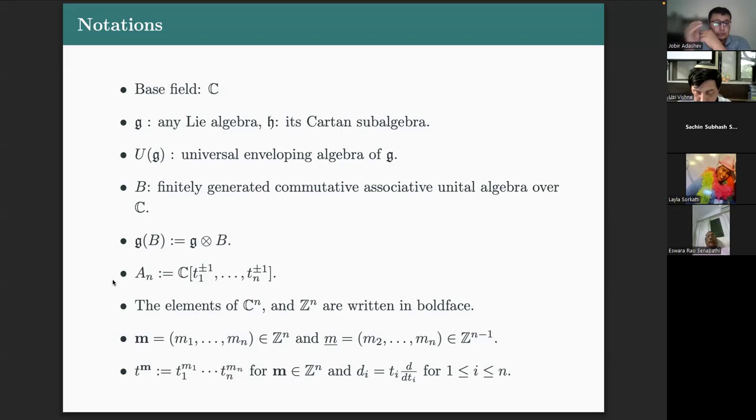A_n is the Laurent polynomial ring, where this is a Laurent polynomial ring, and elements of C^n and Z^n are written in bold to avoid any ambiguity. Okay. And for m belonging to Z^n, a tuple in Z^n, we would write t raised to m, which is nothing but t_1^{m_1} through t_n^{m_n}, and d_i would be t_i d/dt_i.